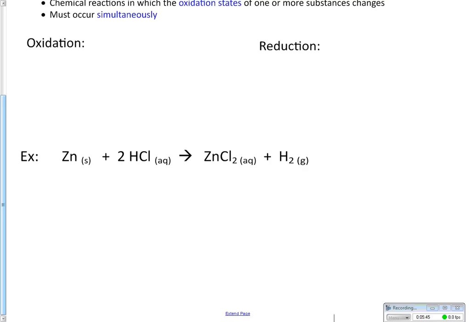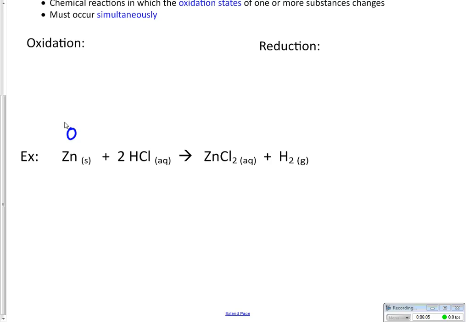All elements in their elemental state are assigned an oxidation state of 0. You guys actually learned this back in chapter 4. So if you're having trouble with oxidation states, don't forget that you could go back to chapter 4 and look up how you'd assign those. Now, since zinc occurs naturally as a solid metal, we would assign it an oxidation state of 0.